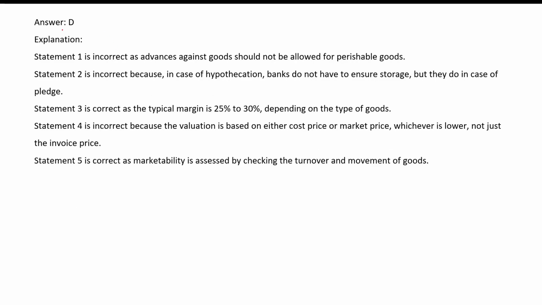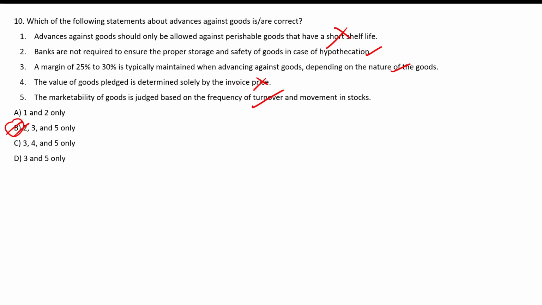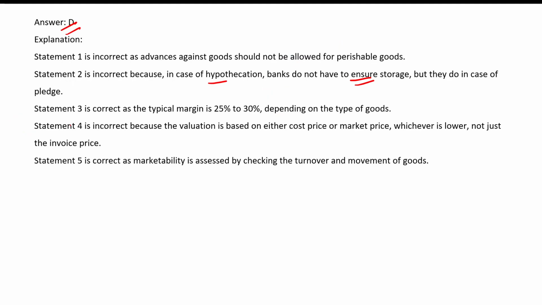Okay, so why D is mentioned here? It says option 2 is incorrect because in case of hypothecation, banks do not have to ensure storage, but they do in case of pledge. So this is what is written here. Banks are not required to ensure storage and safety in case of hypothecation. So it is correct. It is not incorrect. It is correct, and the correct answer is B.